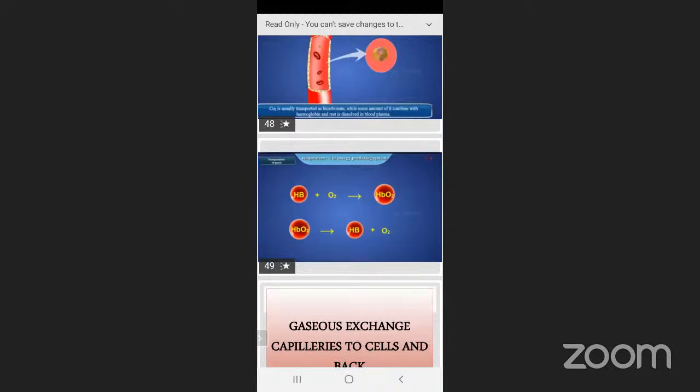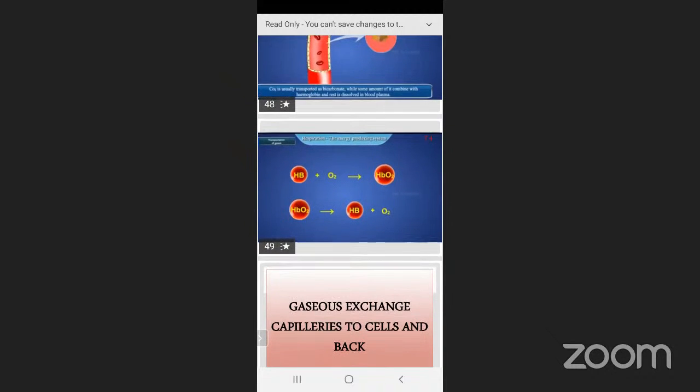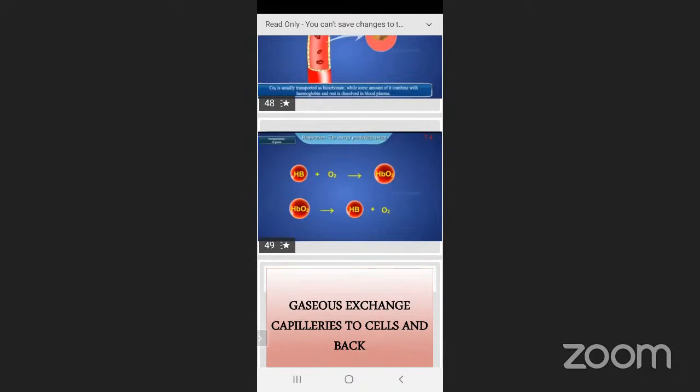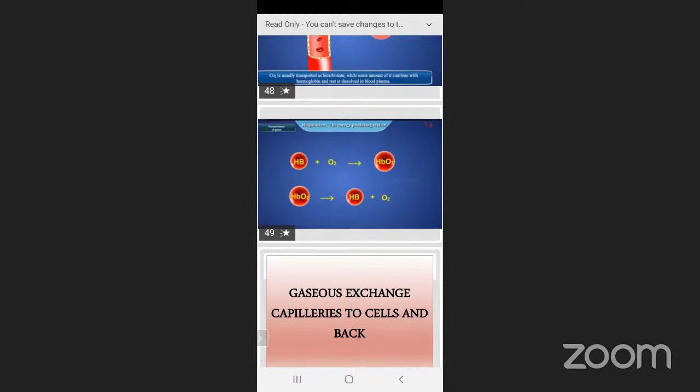See here, when oxygen is loaded in the blood capillaries from the alveolus of the lungs, it is carried near the cell tissue, where it goes into the respiration process. The hemoglobin binds that oxygen and carries it as oxyhemoglobin. So HbO2 is transported to the tissue level.